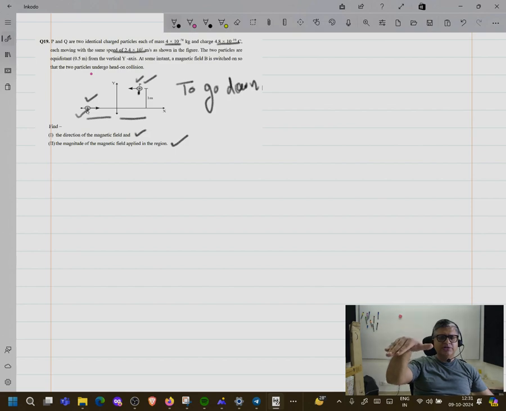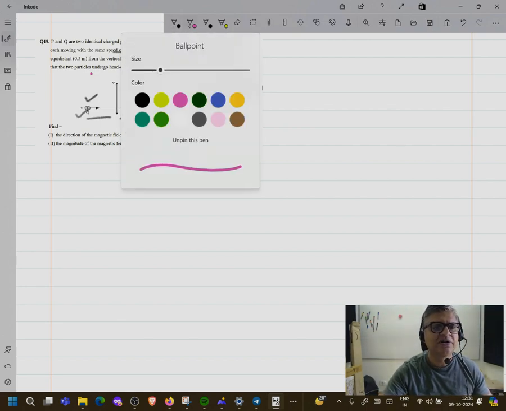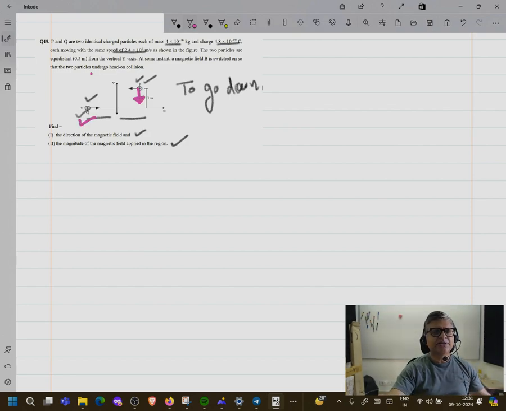So you also do this. Don't think I'm moving rightward. I am moving leftward. If the velocity is left and my magnetic field is inside, you can see the direction of the force will be downward. So if the field is inward, the direction of the force automatically comes to be downward, which is what we want. But let's talk about this.